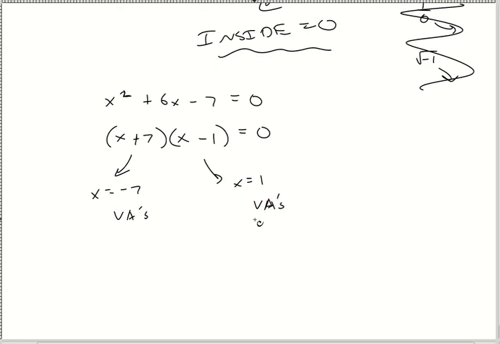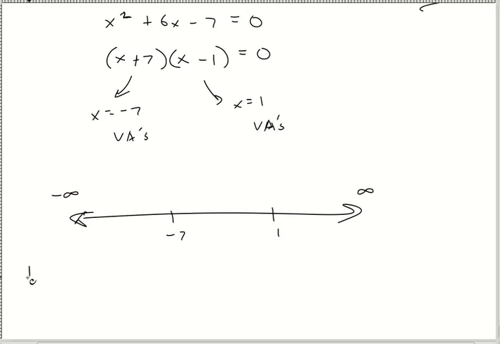But at the same time, I want to see where the graph actually works. So I'm going to do a whole new thing here. I'm going to do a number line from negative infinity all the way to negative 7, then 1, and off to positive infinity. I need to test some numbers in between to see where my domain exists. Pick an easy number that's less than negative 7, something more negative than negative 7.